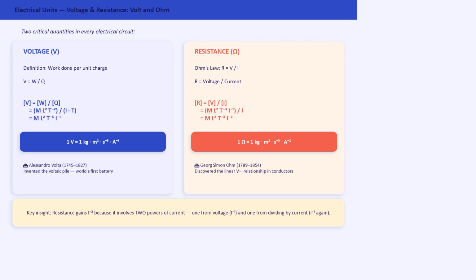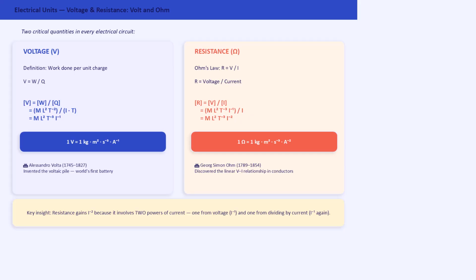For resistance, we use Ohm's law, R equals V divided by I. Substituting dimensions, ML²T⁻³I⁻¹ divided by I gives ML²T⁻³I⁻². 1 ohm in base units is 1 kilogram meter squared per second cubed per ampere squared. Note, resistance gains I⁻² because it involves two separate divisions by current.